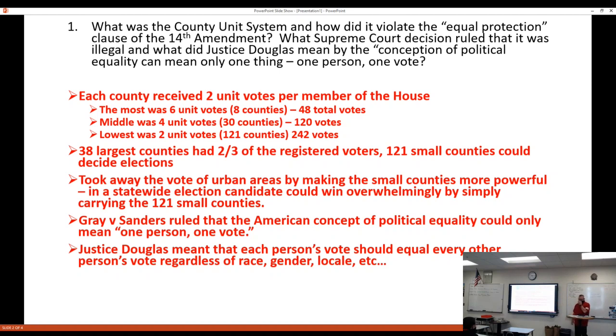An explanation of the county unit system. How did it violate the Equal Protection Clause of the 14th Amendment? Basically it disenfranchised black voters and Republican voters. And then Gray v. Sanders. What does that whole idea of one person, one vote mean? Any questions, comments, concerns about this particular question? It's pretty straightforward. All three of them are pretty straightforward, actually.